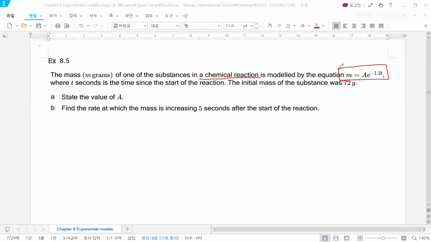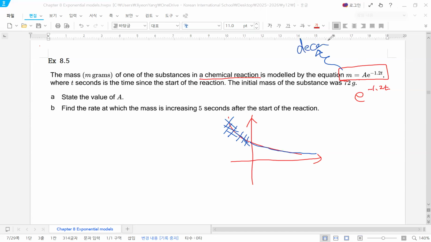Okay, students, is this a decay or growth? Decay, because students, e to the power of negative 1.2t. You can draw this graph by using your calculator, and it's going to be in this shape. And since t means time, you cannot read this part, please exclude this part, only this part, and it's decay, understand? I want you to identify whether this modeling means decay or growth. Do you understand? Okay, this one is decay first, and then please keep reading it.